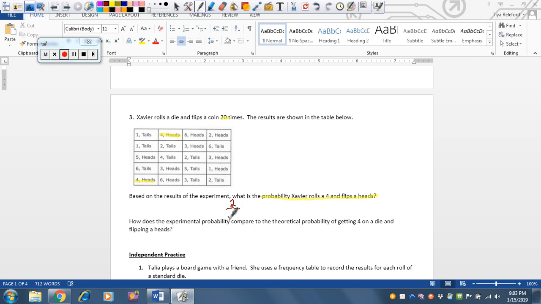2 out of how many times? 20. If you didn't catch that, you could count or multiply. There are 20 trials here. Simplify by 2.